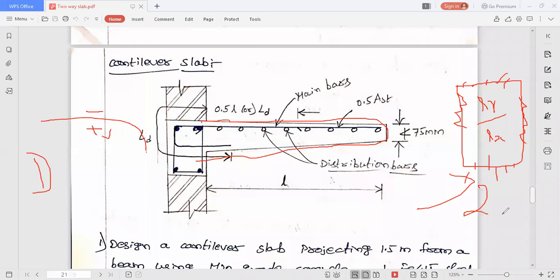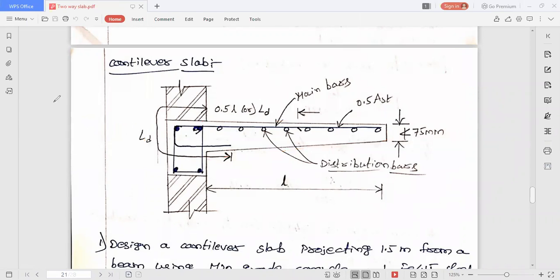Now look at this once, coming to this particular cantilever, out of four edges of a cantilever slab, how many edges will be supported? I will draw a plan here.